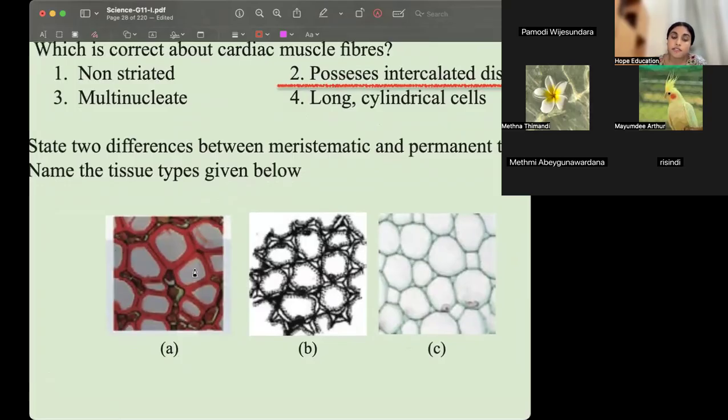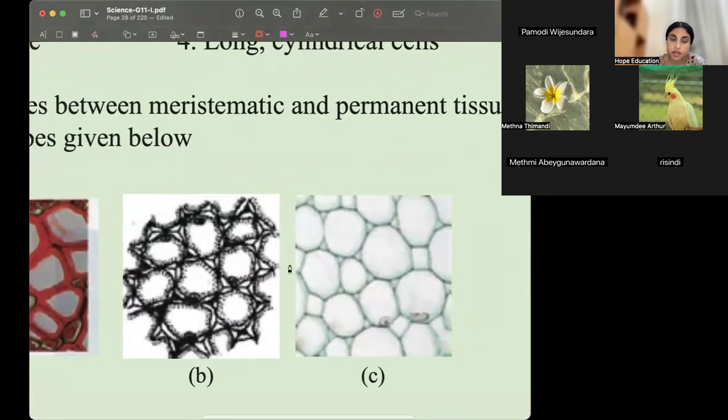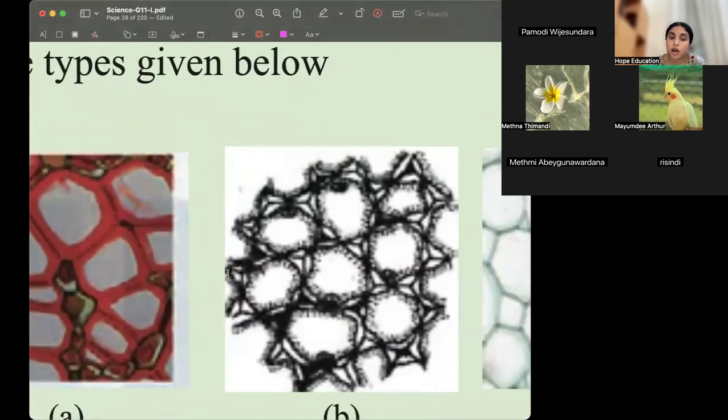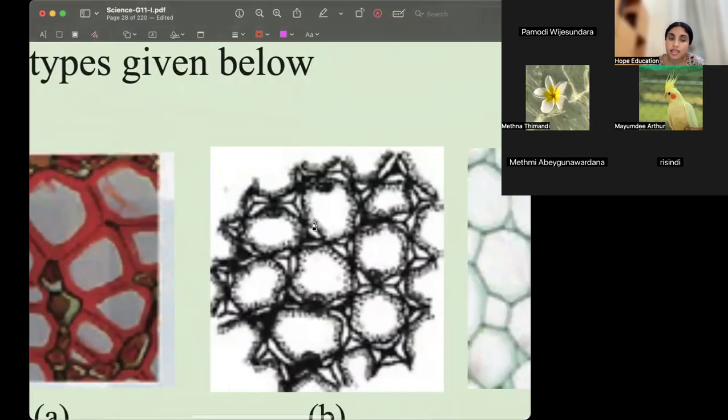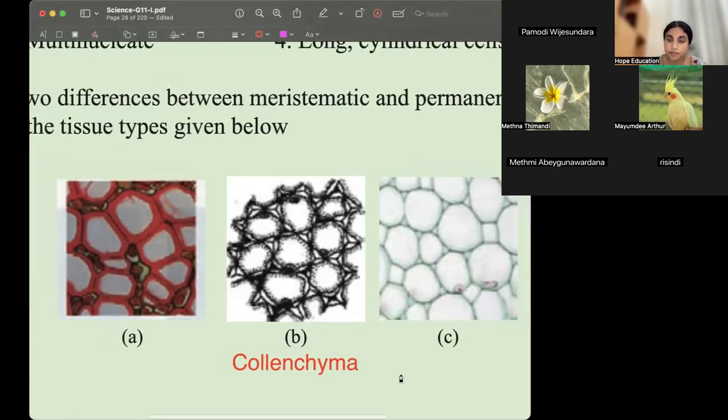If you get confused by A on sight, go to B and C. B is easy to identify because you can see a hexagonal, polygonal shape, and the corners of the cell are thickened. Corners thickened is a special feature of collenchyma. So B is collenchyma because of that.